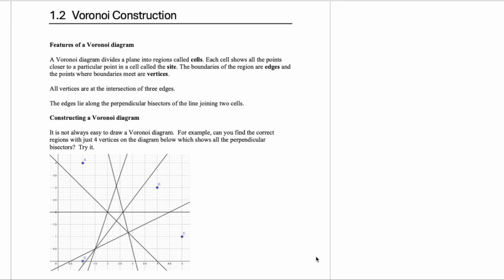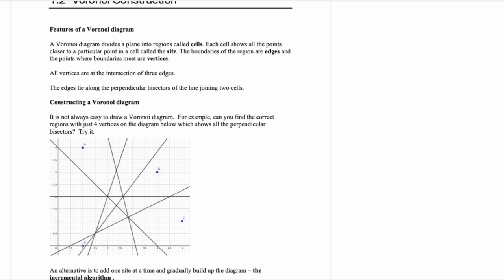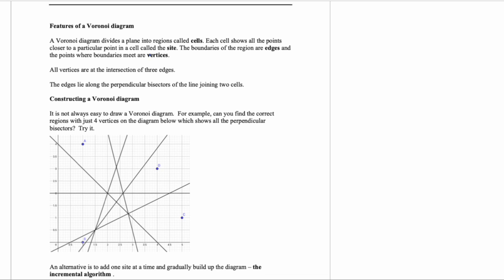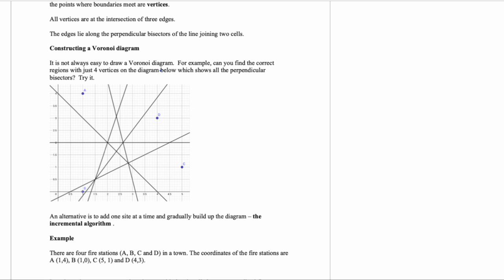Hello, this is Mr. Collier, and today we're constructing some Voronoi diagrams, and specifically some with more than 3 sites. Okay, with 3 sites it's pretty easy because you can just draw the perpendicular bisectors and they always meet at one vertex. It's a little bit trickier with more than 3 sites. So let's check out this here.